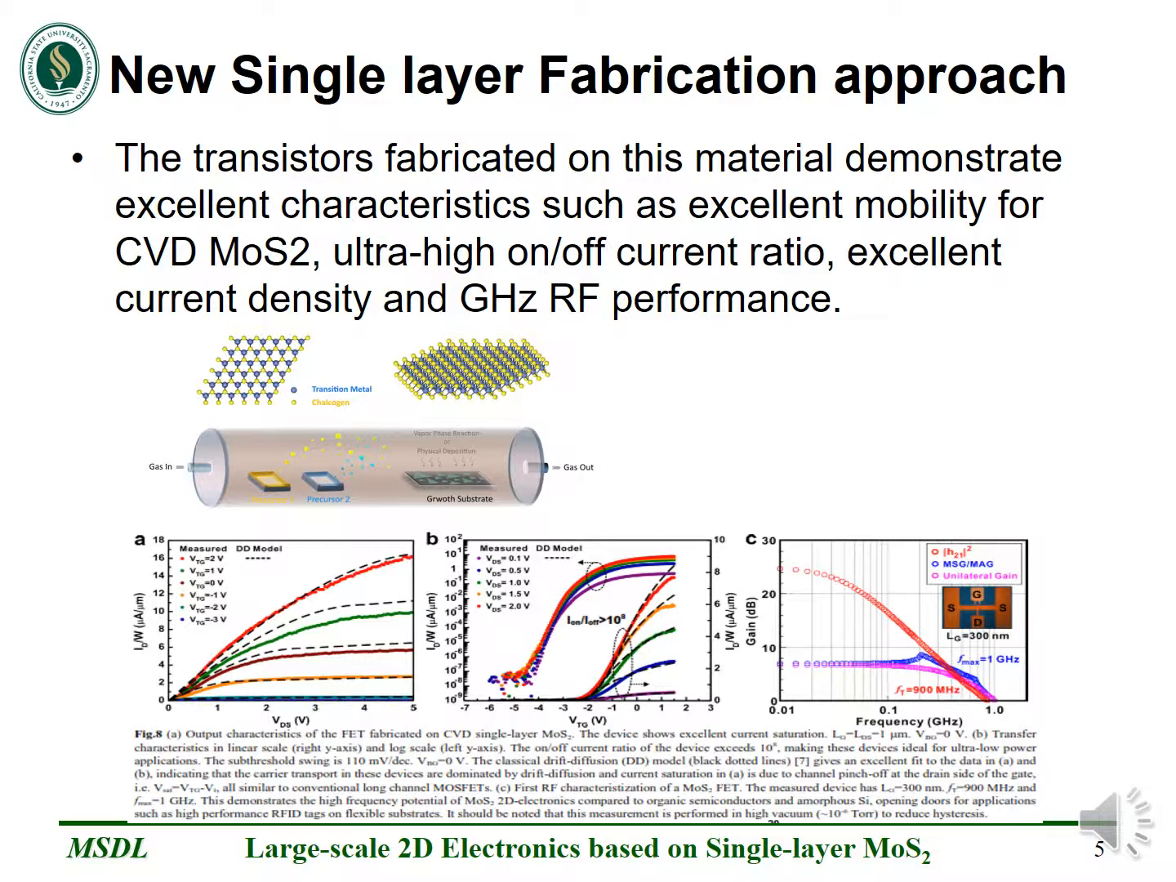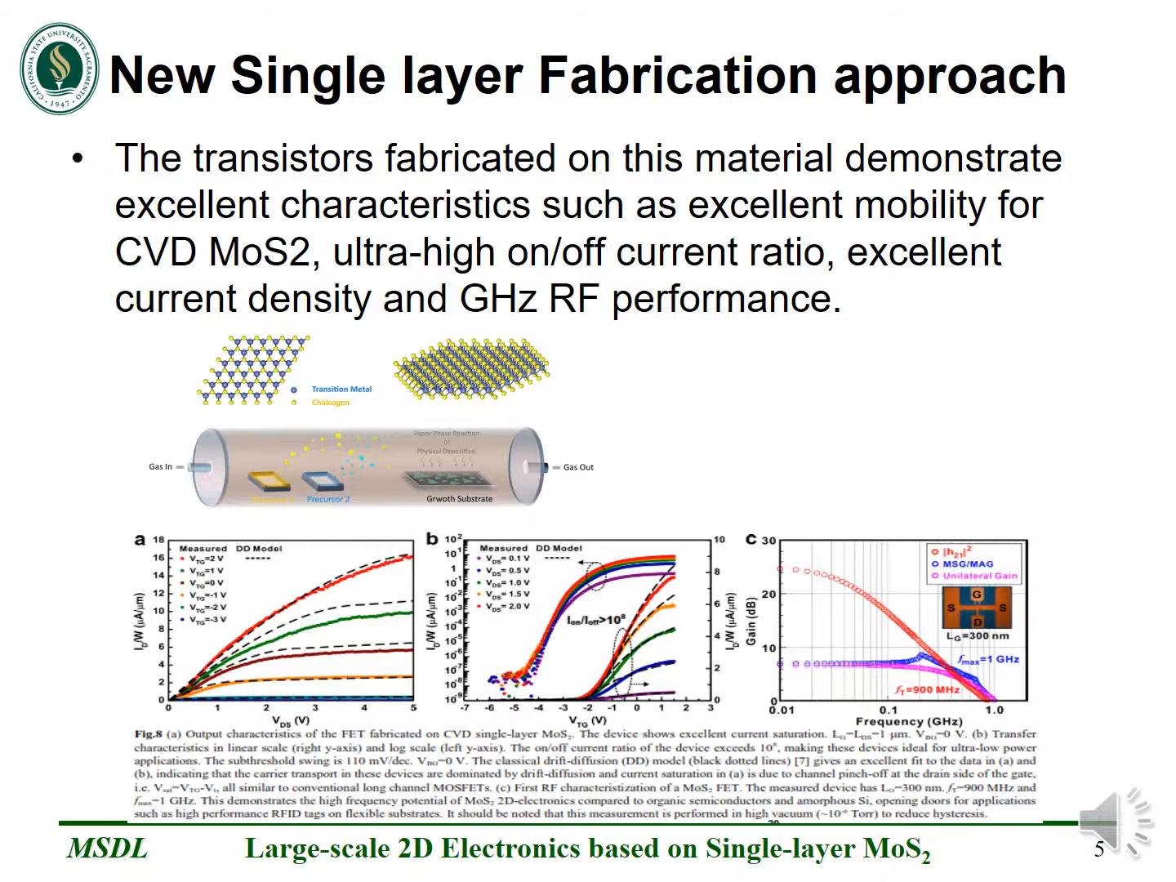Inverters designed based on this fabrication approach can operate under a wide range of VDD from 0.5 volts to 5 volts, with peak voltage gain close to 20 at VDD equals 5 volts. This breakthrough is possible by the chemical vapor deposition process for growing single layer MoS2.